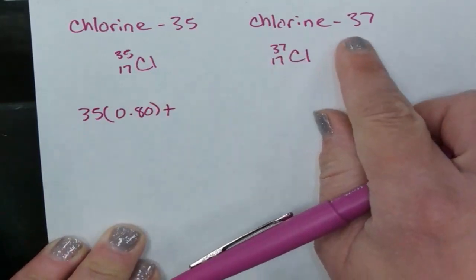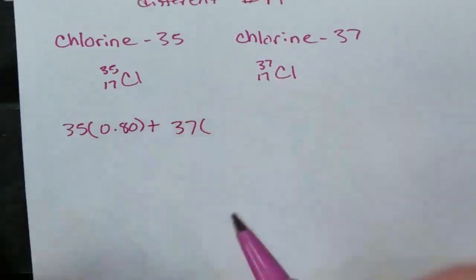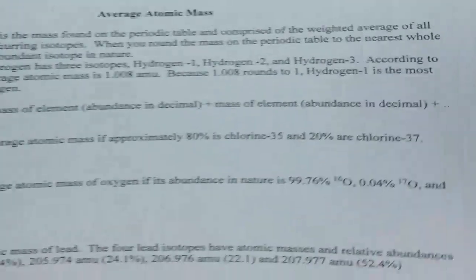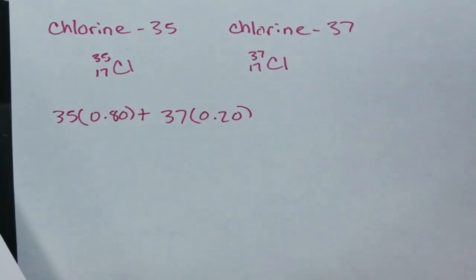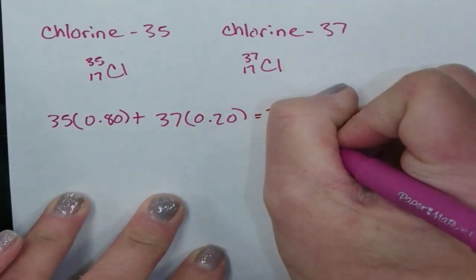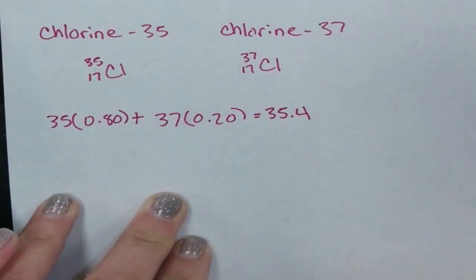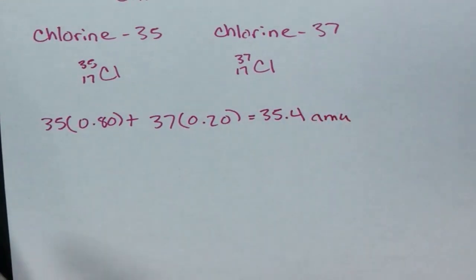Then I'm going to add the mass number from the second isotope, which is 37, and I'm going to multiply this 37 by the weighted average, which is 20%. Again, when I multiply by a percentage, I'm going to move my decimal place to the left 2 times. So when I plug this into my calculator, I end up with a value of 35.4. And that's an atomic mass unit.